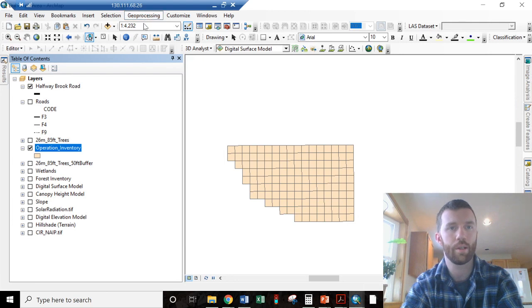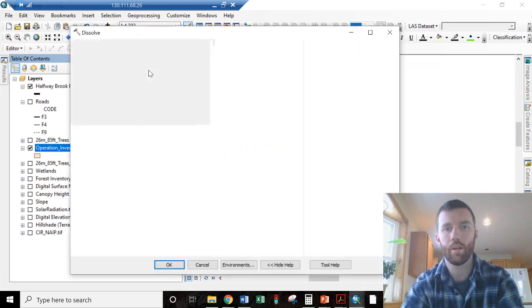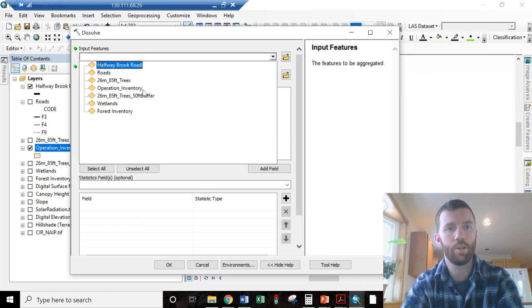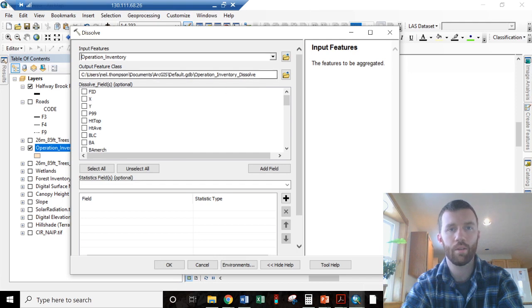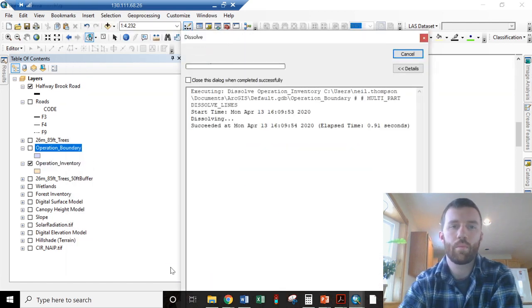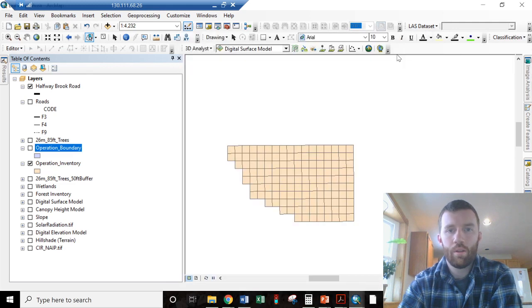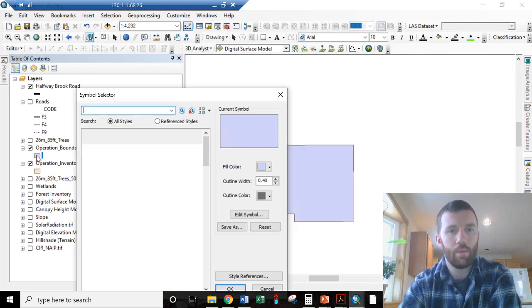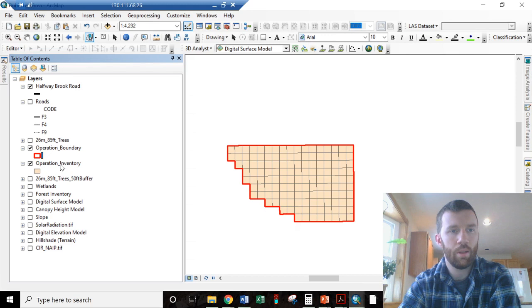So geoprocessing, dissolve. Input feature is operational inventory, and I'm going to call that operational bounds. Once it gives me the chance. So operation boundary. And okie dokie. So now we have that. I'm just going to give that a nice red outline.